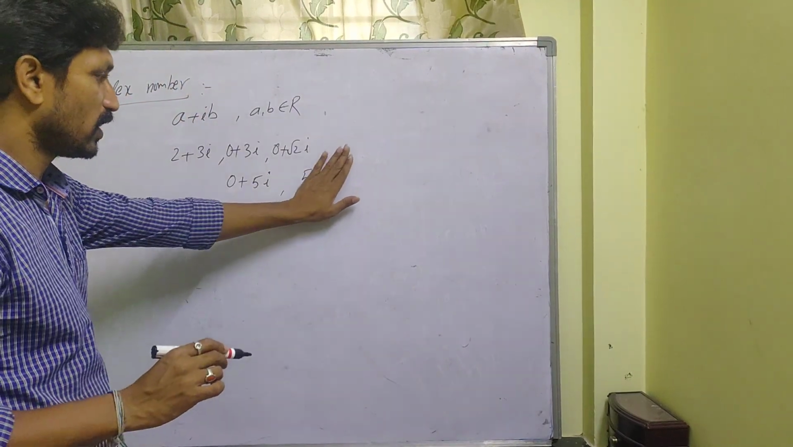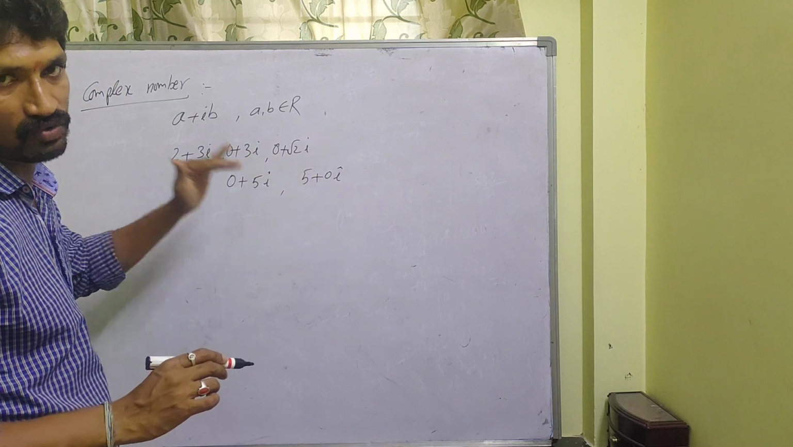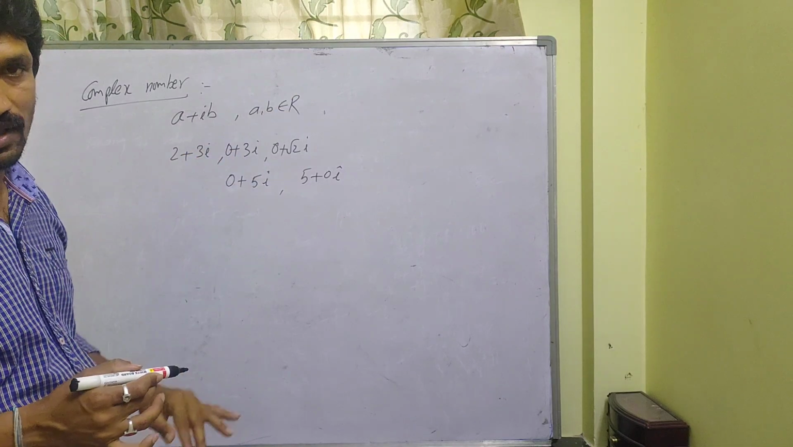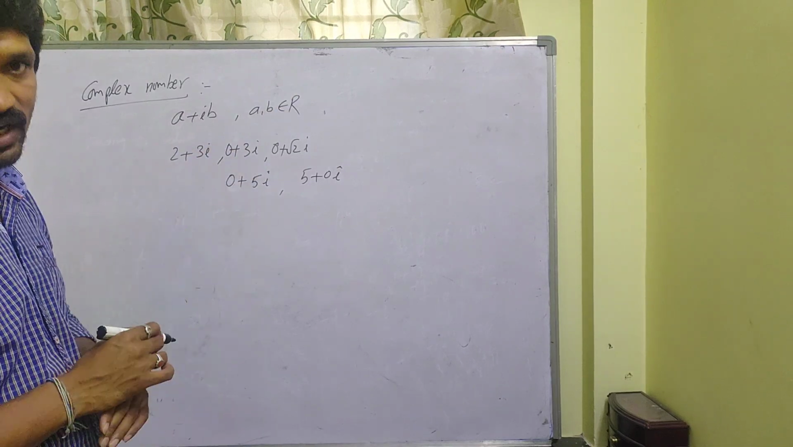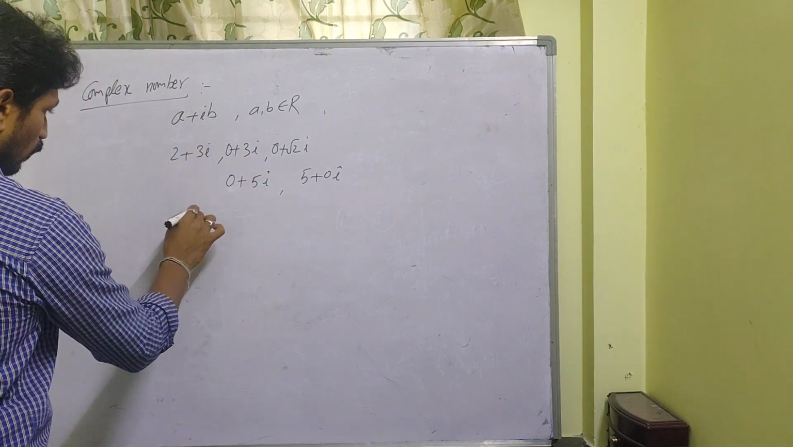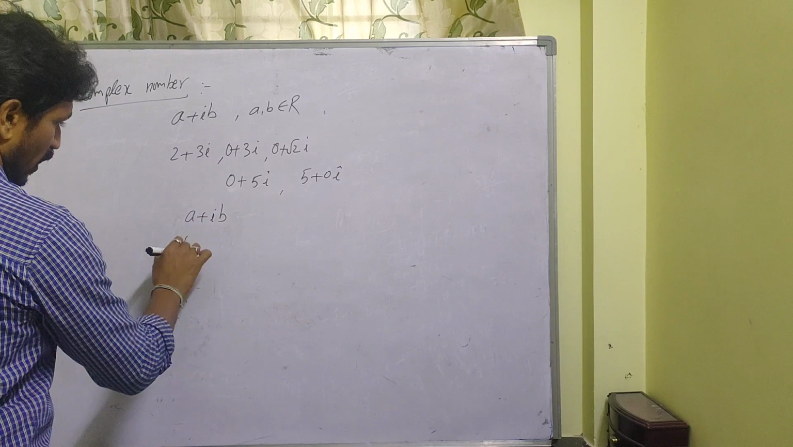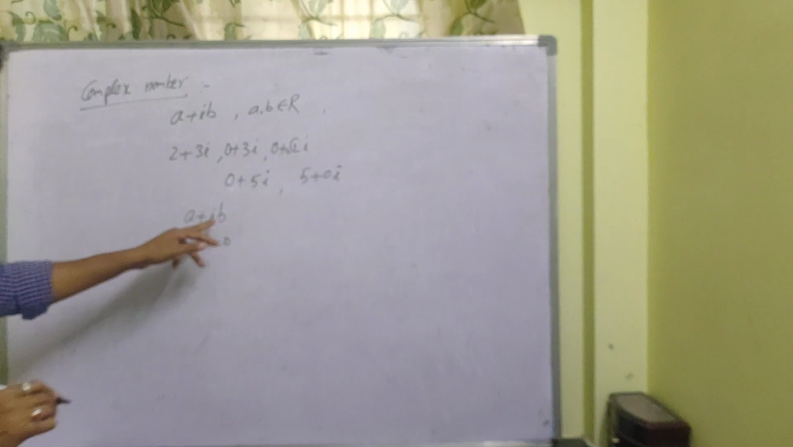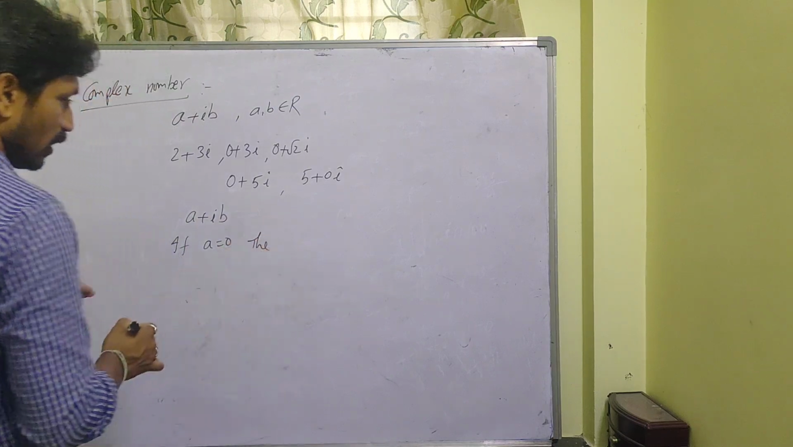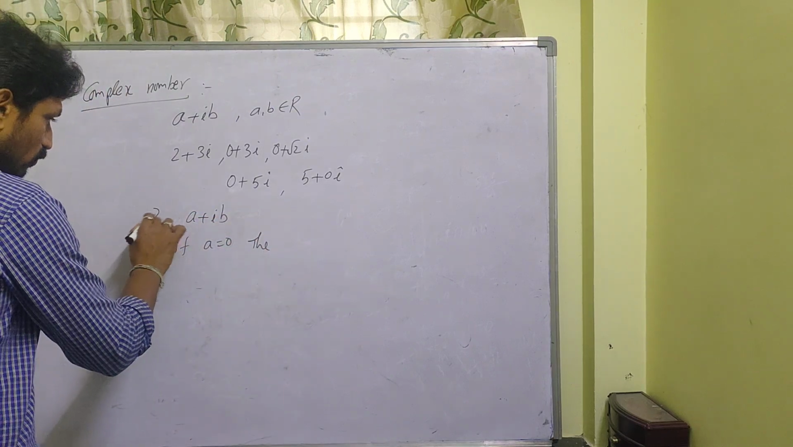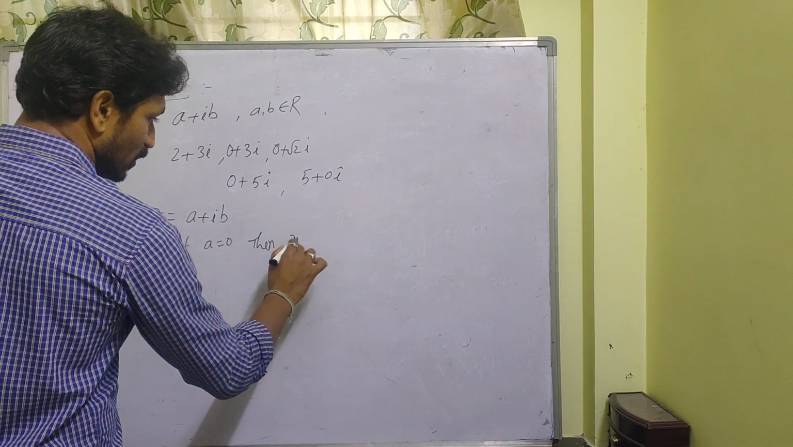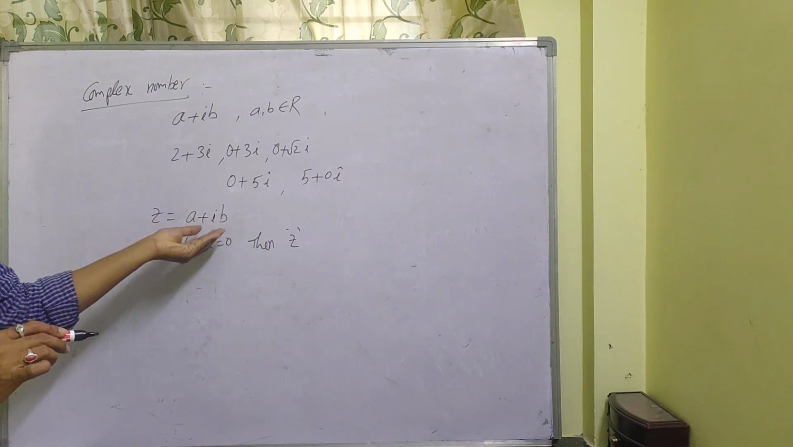Whenever you take examples like 5, 2, 3, minus 1, root 2, 1.7, 1.8, 1 by 2, whatever may be, all the real numbers are complex numbers, but all the complex numbers need not be real numbers. Here, for a plus ib, if a is equal to 0, then you get some ib. Generally complex numbers are denoted with a z. Shortly, z is equal to a plus ib.